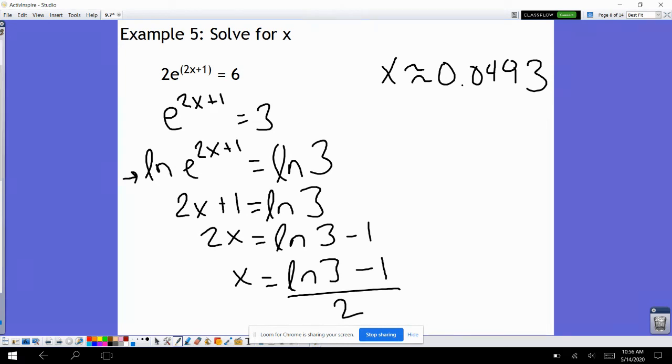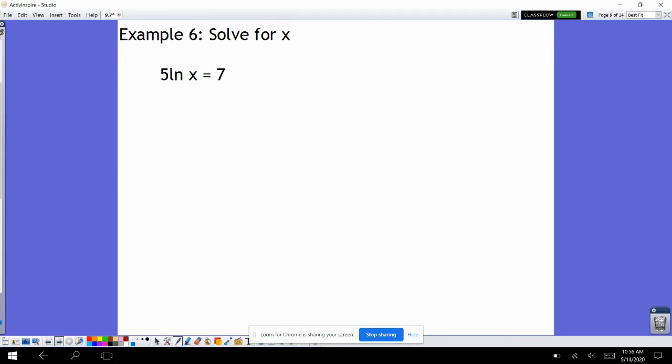So here we used the natural log because our base was e, so it's easiest to isolate the 2x plus 1 and isolate that x in the end. Okay, now solve for x.